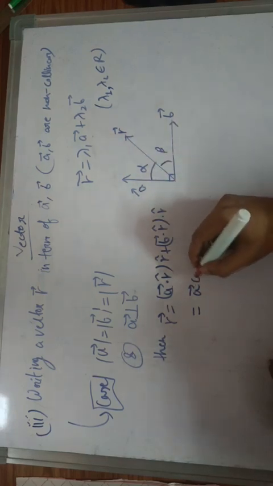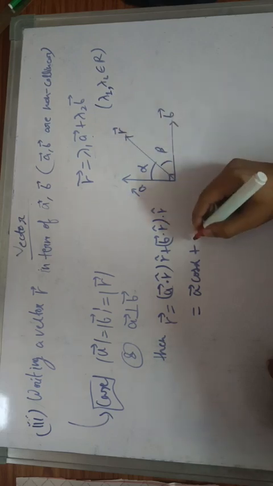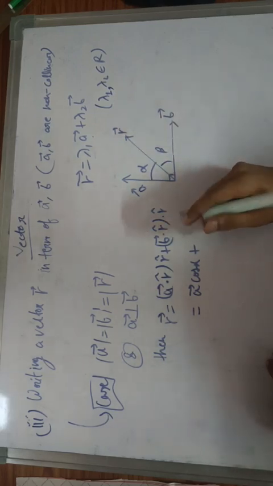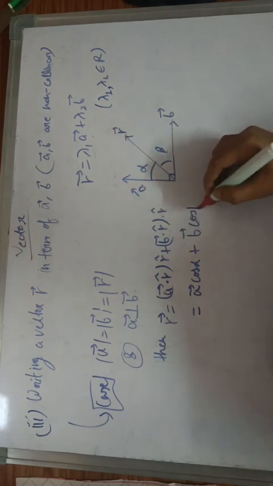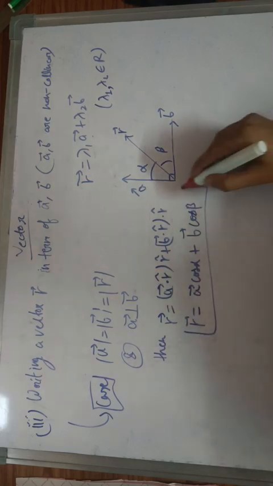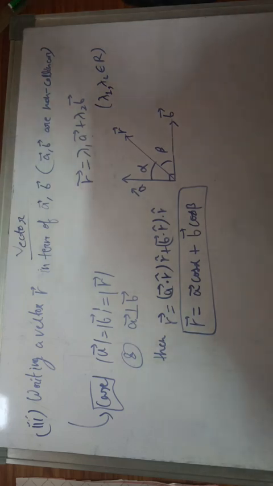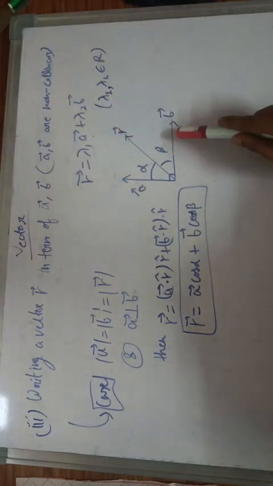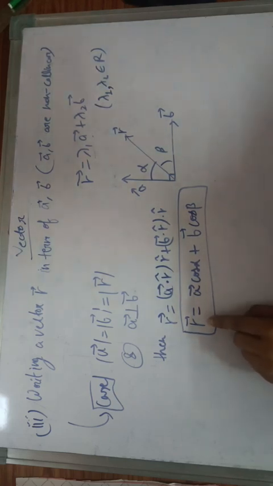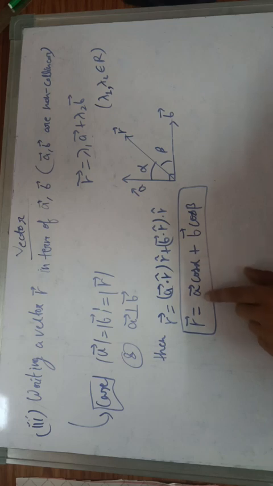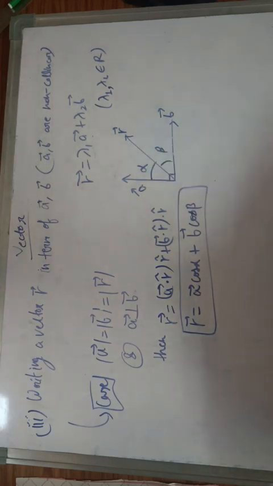It can also be written as A vector cos alpha plus B vector cos beta. The main thing to remember is that the projection of A along this vector and the projection of B along this vector, adding both, we will get this R vector. And also we can write R vector as A vector cos alpha plus B vector cos beta, where these are the angles they made with each other.